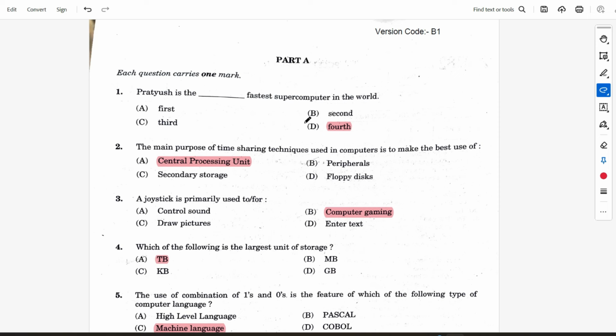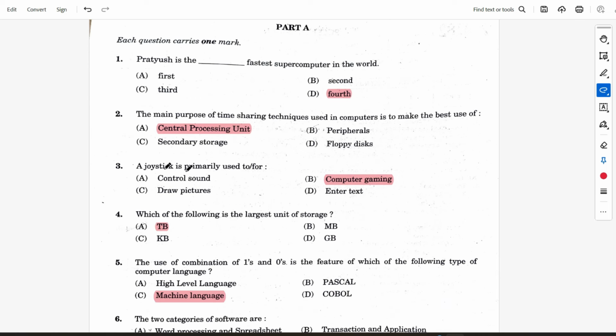These are the general knowledge and computer questions, which you can answer directly. These questions will never take time. If you don't know the answer, you can mark any of the options. Pratyush is the fastest supercomputer in the world, that is fourth. The second question: the main purpose of time sharing techniques used in computers is to make the best use of the central processing unit, that is the CPU.